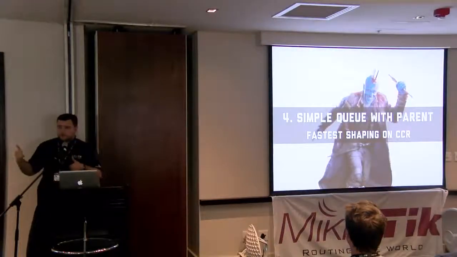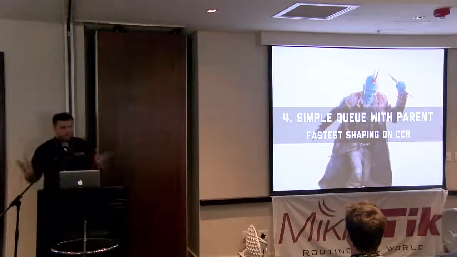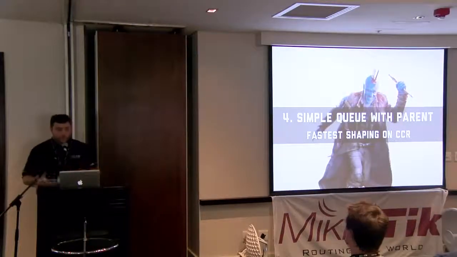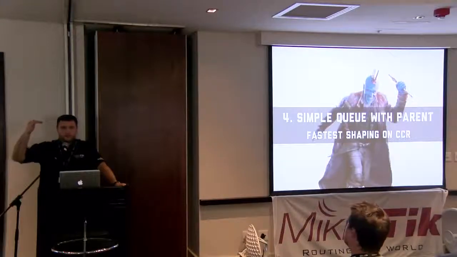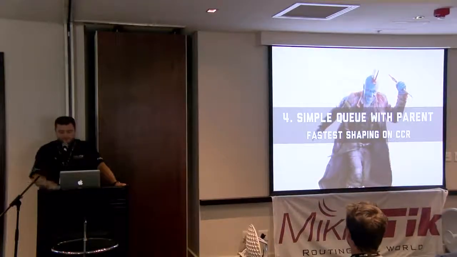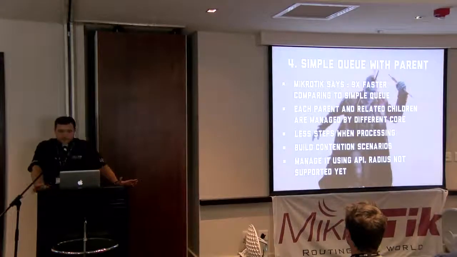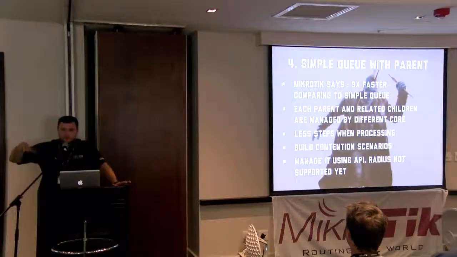So we have another option also. The first, simple queue, is good to use. Please use it everywhere. If you want to improve it, there is a way to improve it. You can use simple queue with parent. The parent is another queue that you can set up, and then when you are creating your queue for clients, you just put the parent value on this queue. MikroTik says that it's 9 times faster than simple queue, because each parent and children are managed by different cores and fewer steps are needed. So this is an optimized design, and it optimizes usage of all cores for processing the packets.